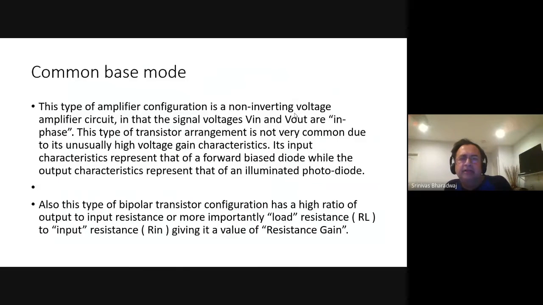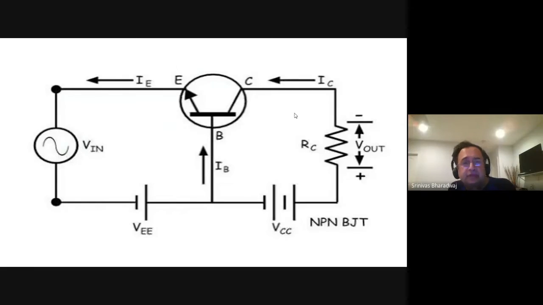Now the common base is a little different. In the common base, the base is common to the two transistors, and it has a high ratio of output resistance to input resistance, or more importantly, load resistance to input resistance, giving it a resistance gain. This type of transistor arrangement is not very common due to the high voltage gain characteristic. Its input characteristic represents that of a forward bias diode, while the output characteristic is that of a photodiode. So this is the common base system.